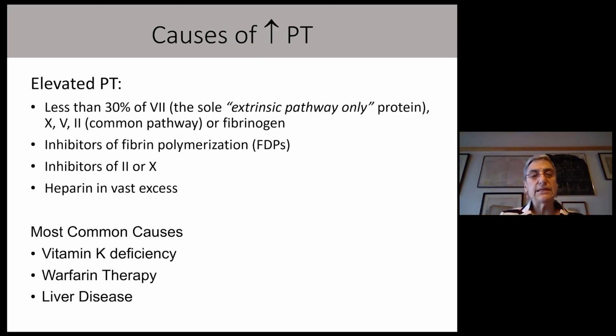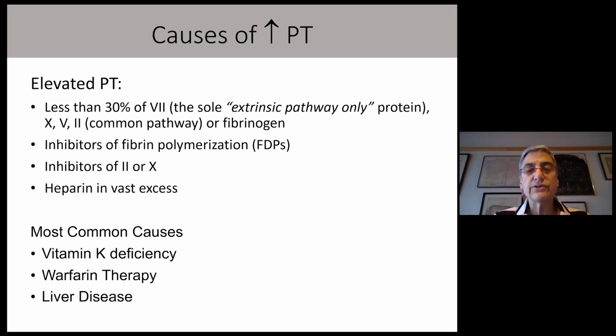So what causes an elevated PT? Less than 30% of factor 7, which is the only protein that is really detected and sensitive to factor 7, even though it also tests the common pathway or fibrinogen. And so the PT happens to be extremely sensitive to low levels of factor 7.